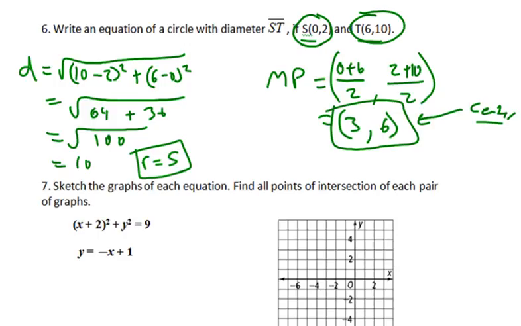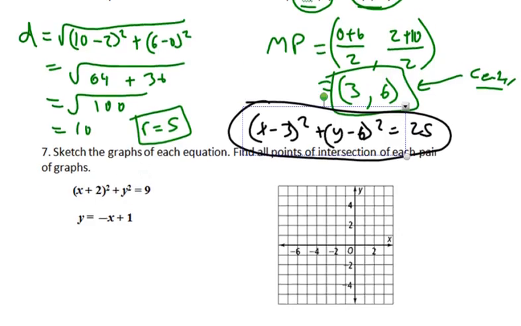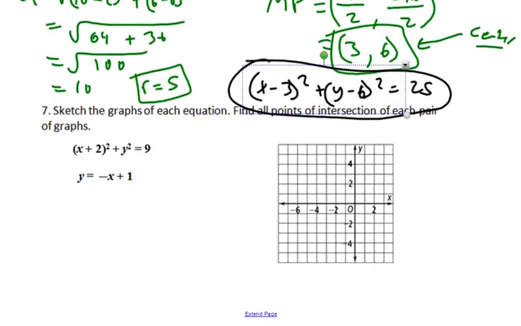Now we can put the equation together. X minus 3 squared plus y minus 6 squared equals 5 squared, which would be 25. And one last problem for you. Let's look at this one. Sketch the graph of each equation and find all points of intersection of each pair.